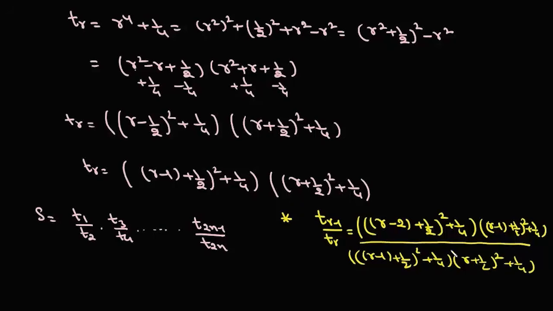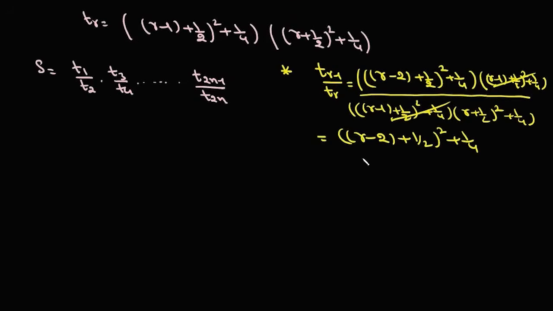Now these two terms, they'll cancel. So this simplifies to (r minus 2 plus 1 by 2) whole square plus 1 by 4 divided by (r plus 1 by 2) whole square plus 1 by 4.